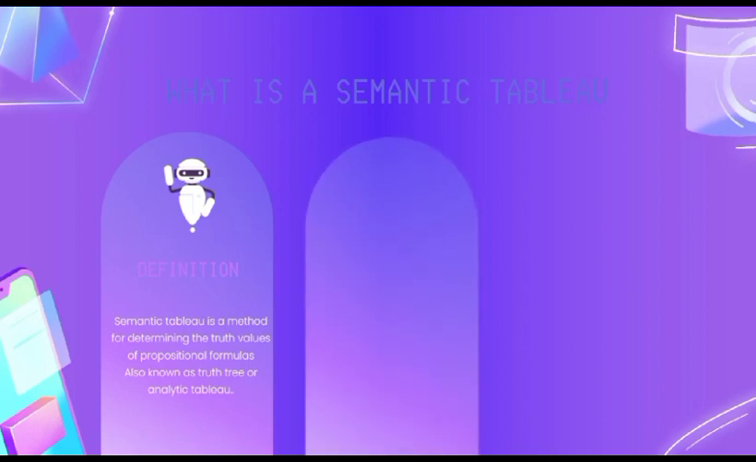The purpose of the semantic tableau is the semantic approach for evaluating the truth values of complex formulas, which means the complex formulas which we saw before can be solved in a systematic approach, a step by step process.